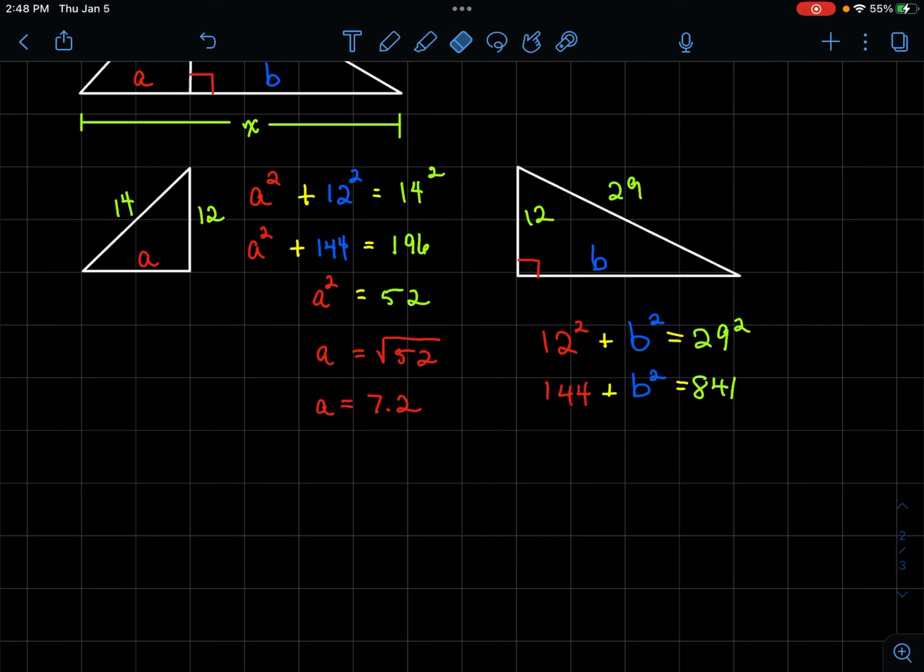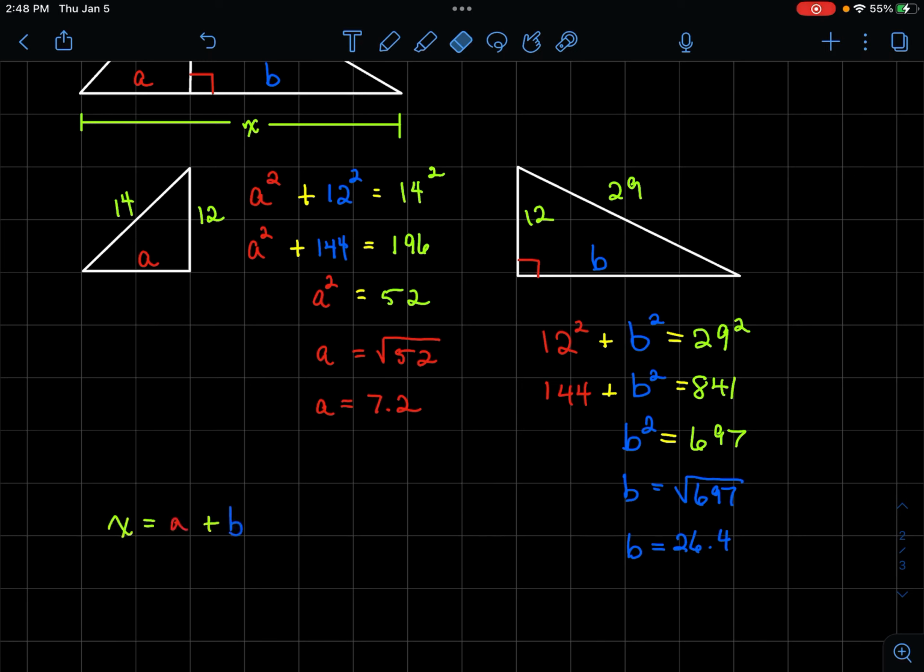Simplifying the squares, we have 144 plus b squared equal to 841. Subtract 144 over to the right side, which gives us b squared equal to 697, and then finally square root both sides, which gives us a decimal value of 26.4. But that is not the final answer here.